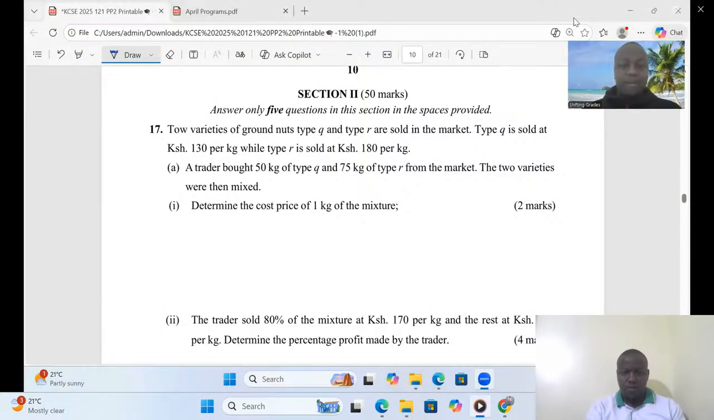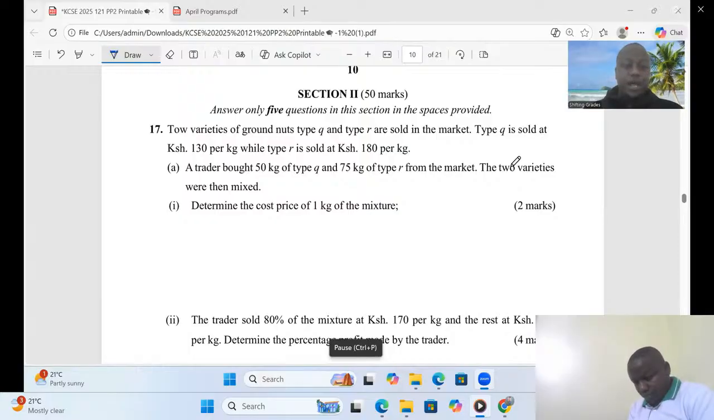Look at number 17, the first question in this section. Two varieties of ground nuts, type Q and type R, are sold in the market. Type Q is sold at 130 Kenya shillings per kilogram, while type R is sold at 180 Kenya shillings per kilogram. Part A of the question.